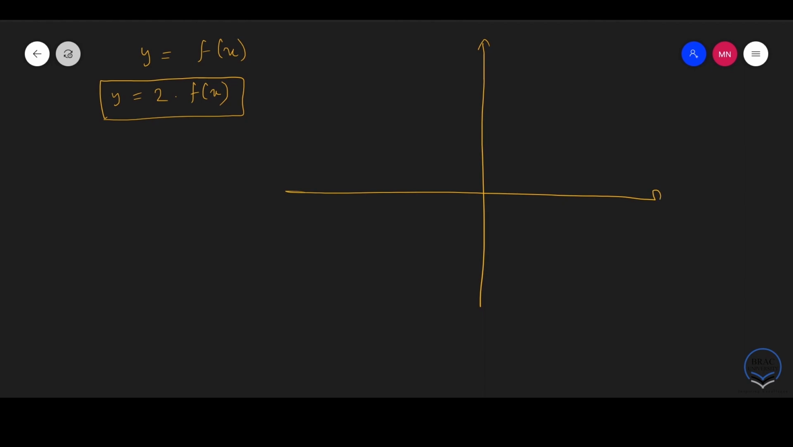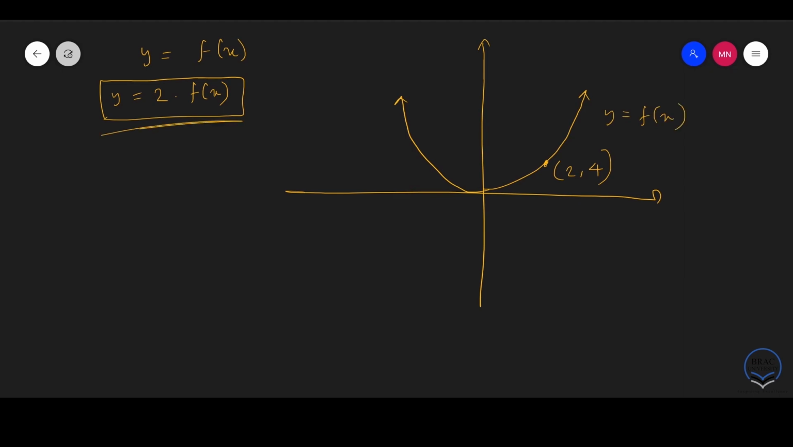Right, so now similarly, let's say we have another function y is equal to f of x, and then we have another function y is equal to 2 times f of x. Now how do we graph this function? So let's consider a parabolic function once again. And let's say we're dealing with the point 2 comma 4. So this is the graph of f of x.